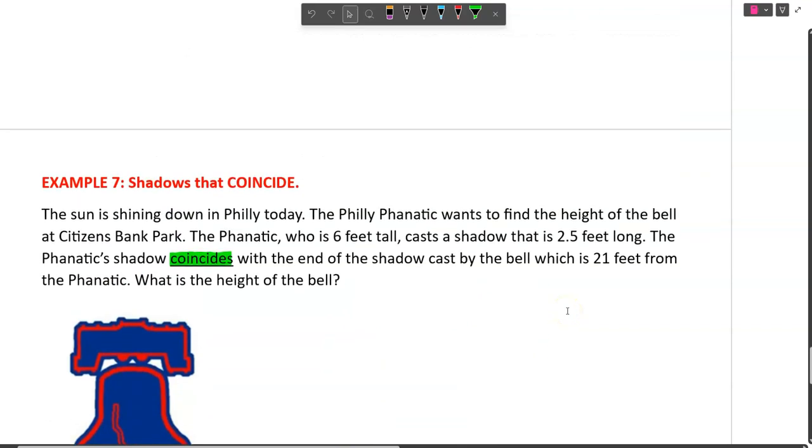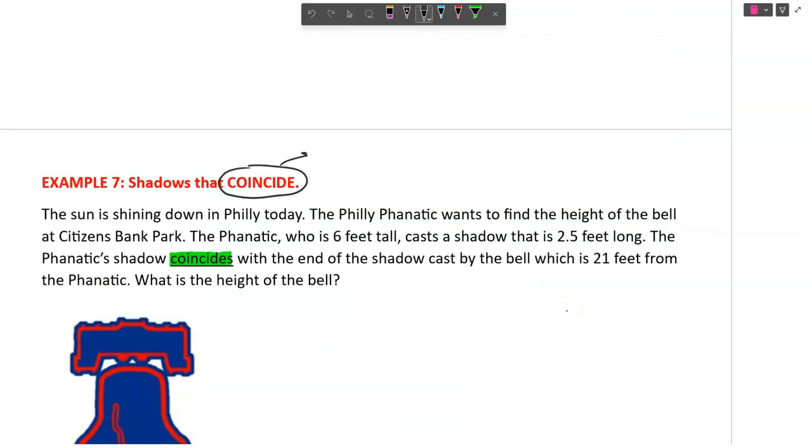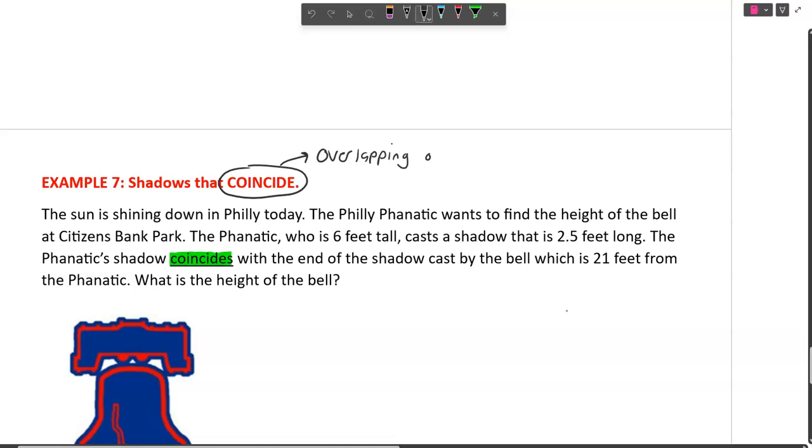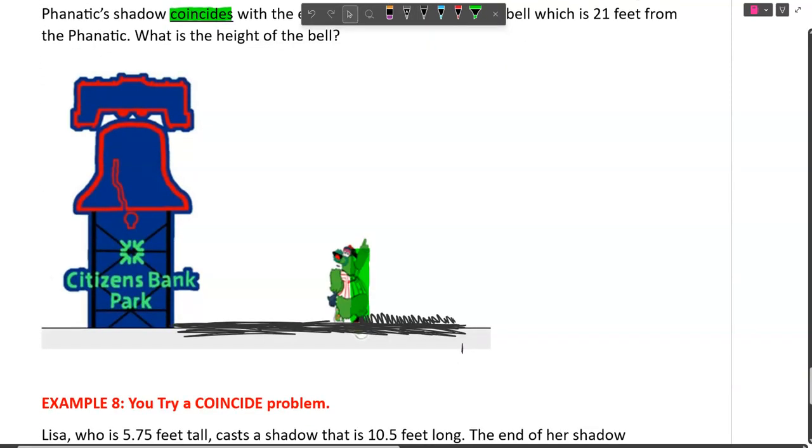This is what I mean by coincide. When I use the word coincide, it means that essentially it's overlapping. But more specifically, it is overlapping so that the ends of those shadows are going to be touching each other. So overlapping or meeting, whatever you want to use as an alternate synonym for the word coincide, okay? So let's try to analyze what's going on in this situation.